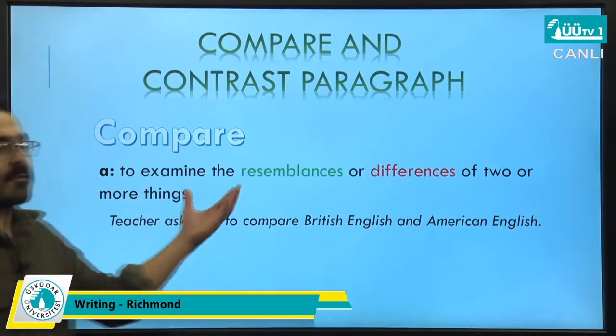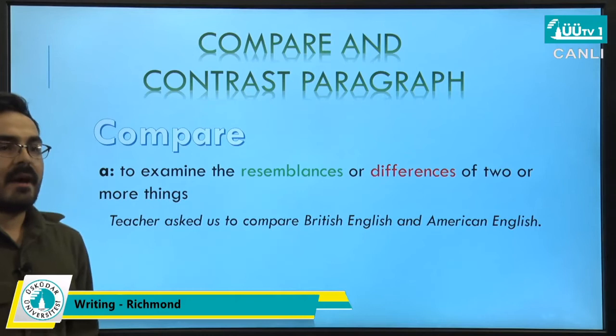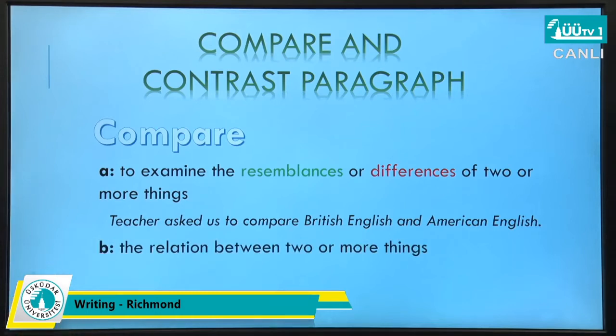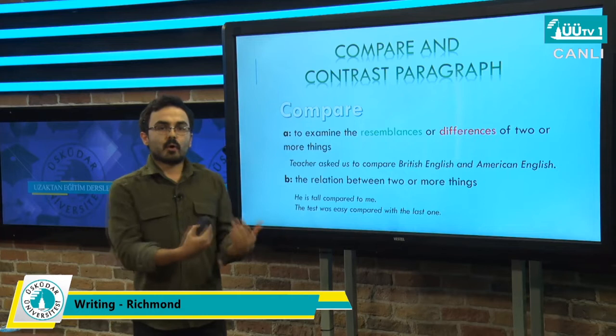So, by means of resemblance, what are we talking about? Resemblances, we can say that this is similarities or differences. So, British English and American English have both similarities and differences to each other. Good. The other definition is the relation between two or more things. He is tall compared to me. So, what I'm doing here is to compare him to myself. He is taller than me compared to me, right?